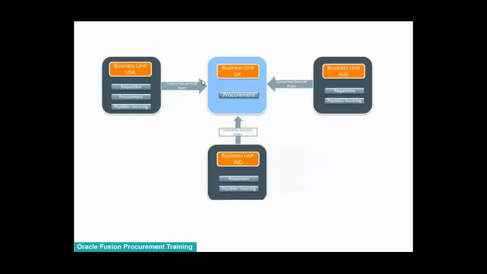Suppose if you take here, look at here. If you take here, Australia and India can procure the services from the UK, and also can procure the services from the USA, because it is configured as a procurement business unit. But here, why is the pointing only to the UK? Because the UK has been configured only for the procurement business function. That means it is a centralized place where all the purchasing is controlled.